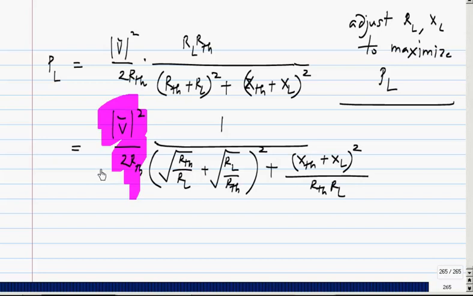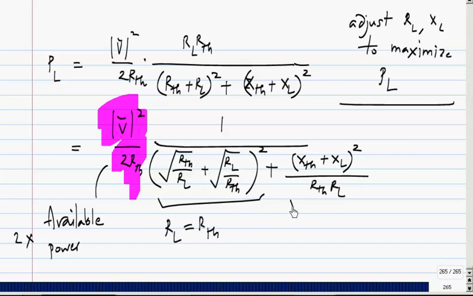This part is 4 times the available power. And to minimize this, we have to make the two terms equal to each other, which is RL equals RTH. And to minimize this, I have to make XL equals minus XTH. Okay. So what is the maximum power you can draw? What is it? V square by?